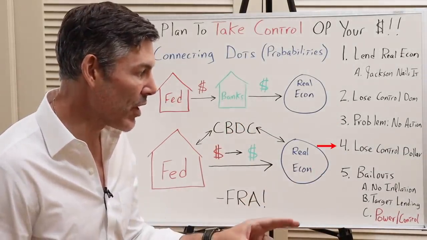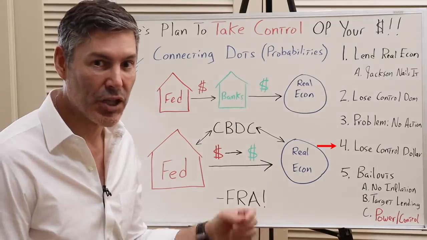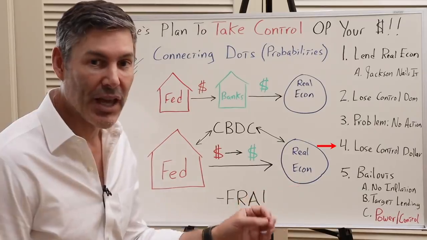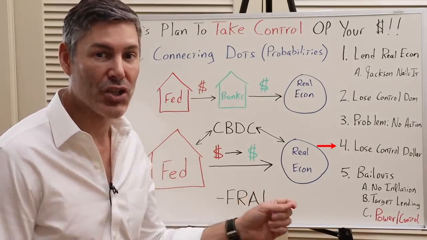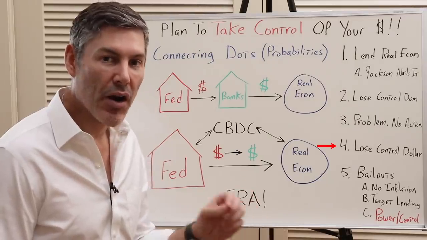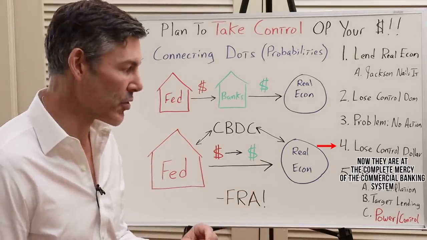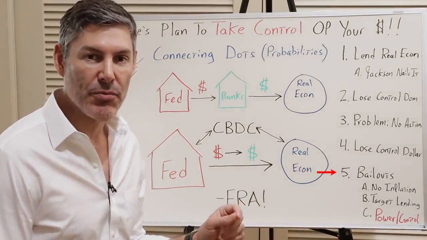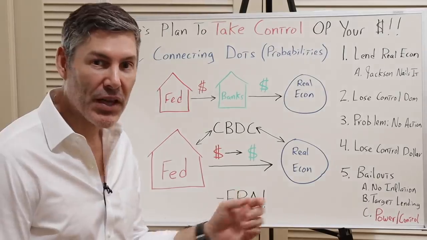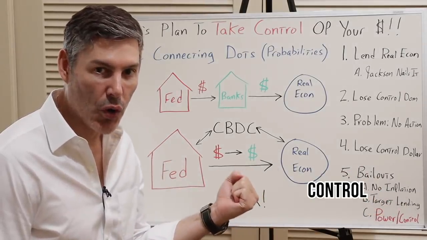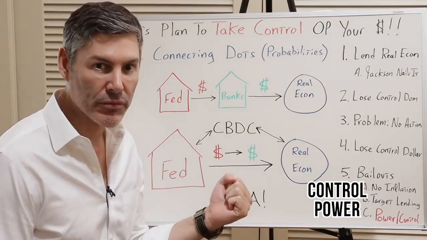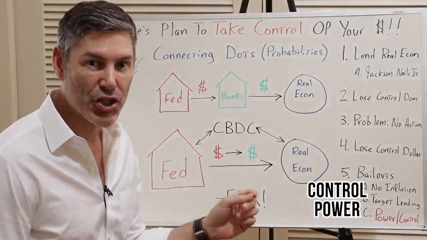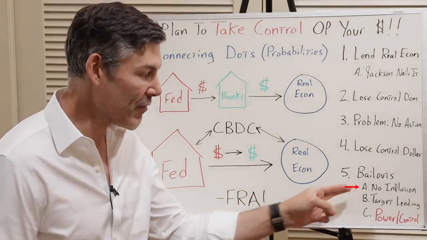And then, after Bretton Woods, because of Triffin's dilemma and the Eurodollar system, they not only lose control over the dollar domestically, they lose control over it internationally as well. So now they are at the complete mercy of the commercial banking system. And this is what leads to bailouts. But you've got to assume that in their minds, they believe if they could take back that control and that power over the dollar monetary system, they could better adjust, we'll call it, the rates of inflation.